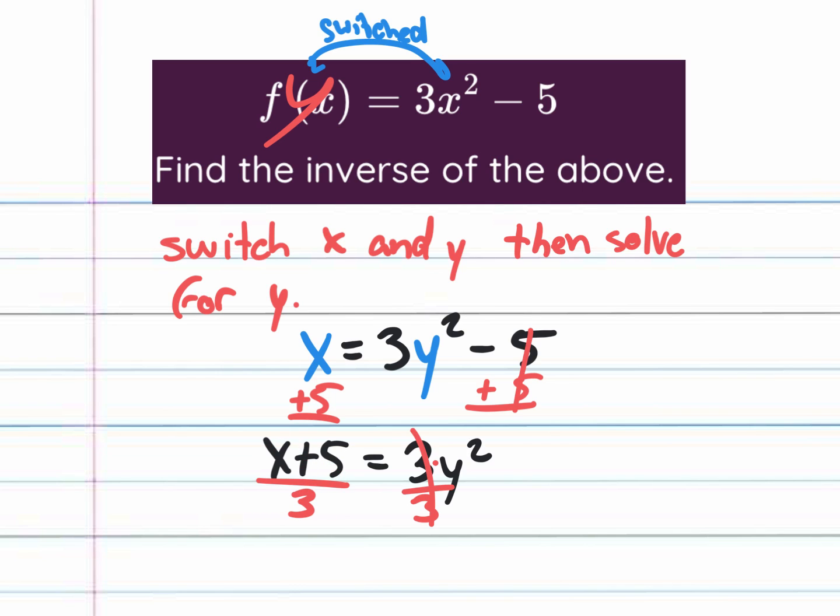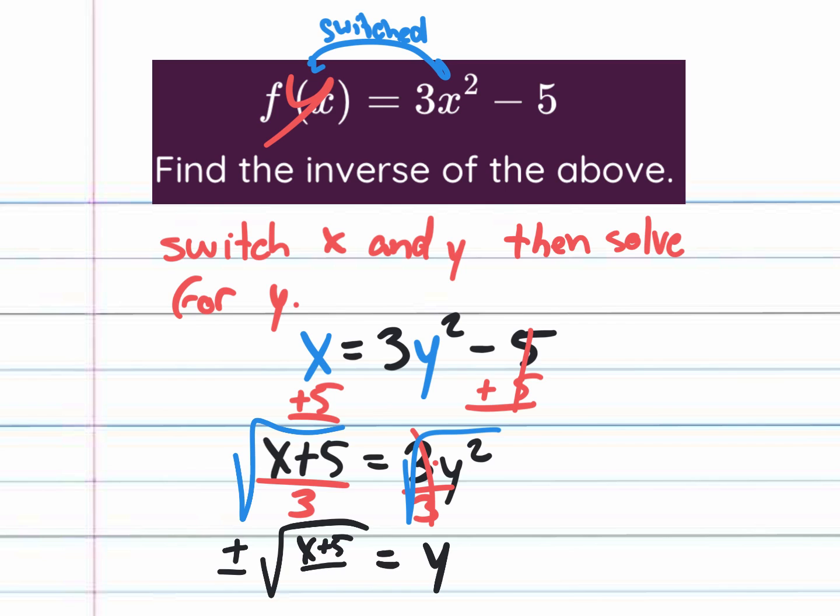And last but not least, I need to get rid of the square. So how do I get rid of the square? I'm going to square root to get rid of the square. So square root and square root. And of course, whenever you apply a square root in an equation, you're going to put a plus or minus in front of your answer. So we do have a y on this side, and we have plus or minus the square root of x plus 5 over 3.